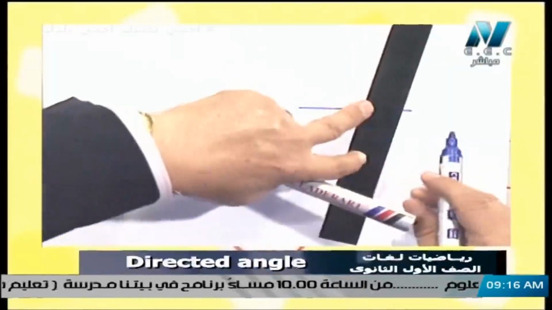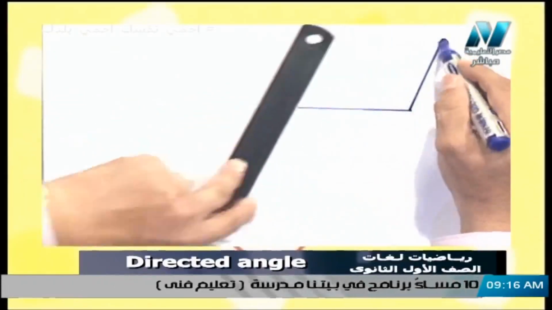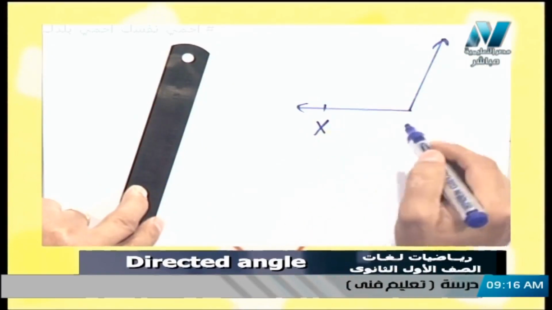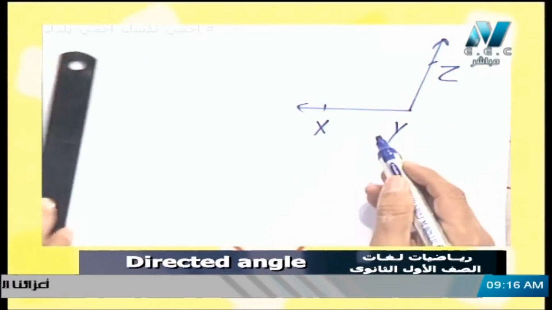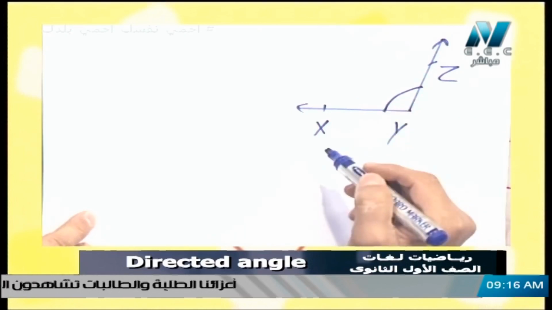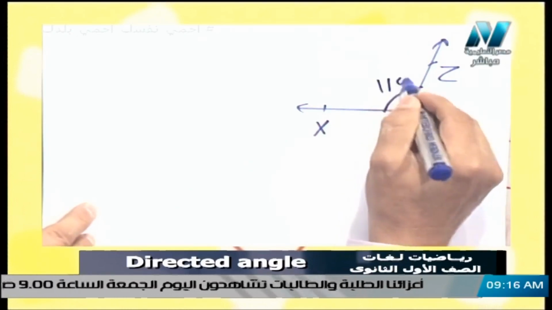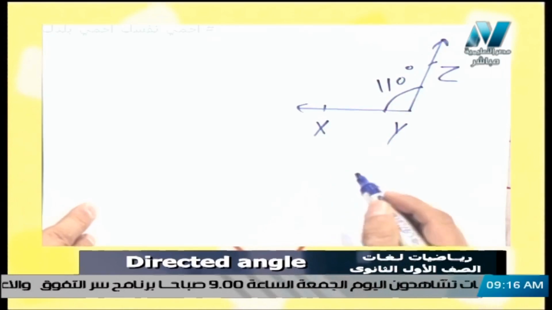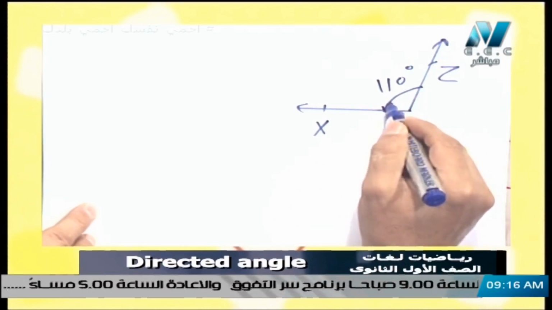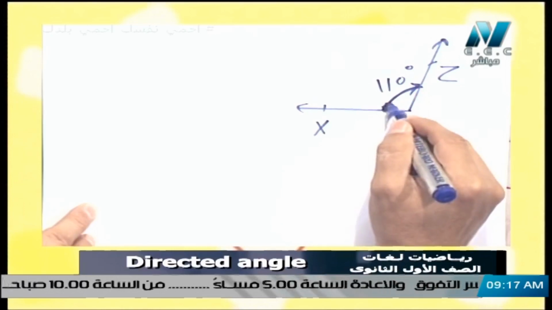We have here an angle. This angle has positive measure and negative measure. If we have an angle like that, on the other side, we have an angle XYZ like that. If this angle is 110 degrees, 110 degrees because it takes the anti-clockwise direction here.